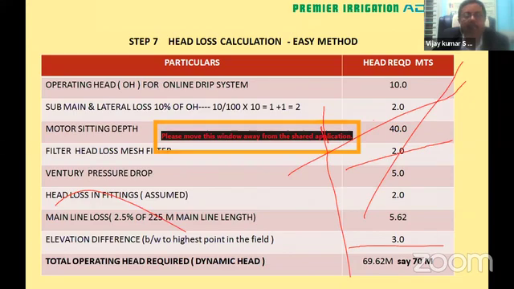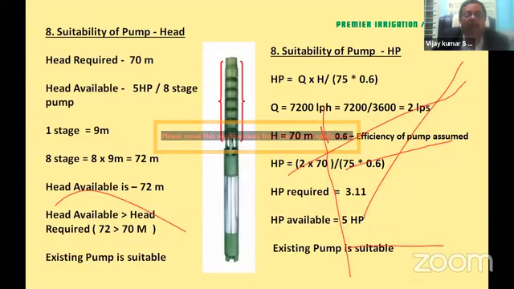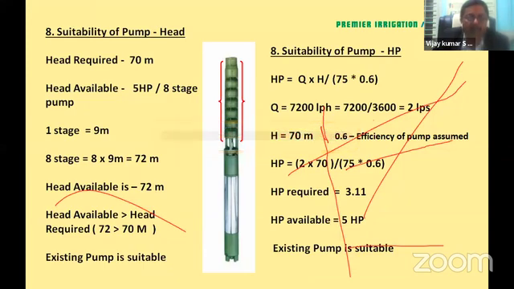We need the pump to give a dynamic head of around 70 meters. Now we'll have to check the suitability of the pump. Is the pump suitable or not? So we have found that we need a head of 70 meters.